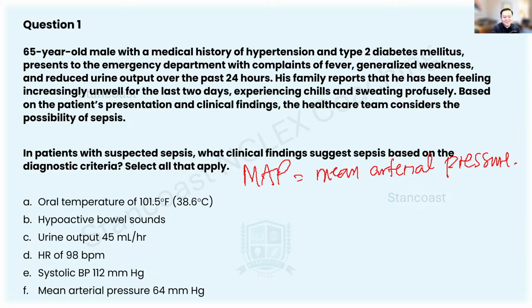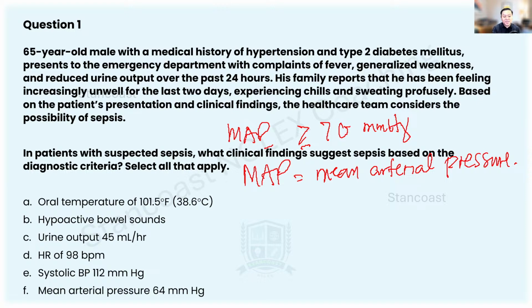All right, remember the normal value should be greater than or equal to 70 mmHg. That is our expected value for the MAP. So how are we going to calculate or determine the MAP of our patient based on the patient's blood pressure?